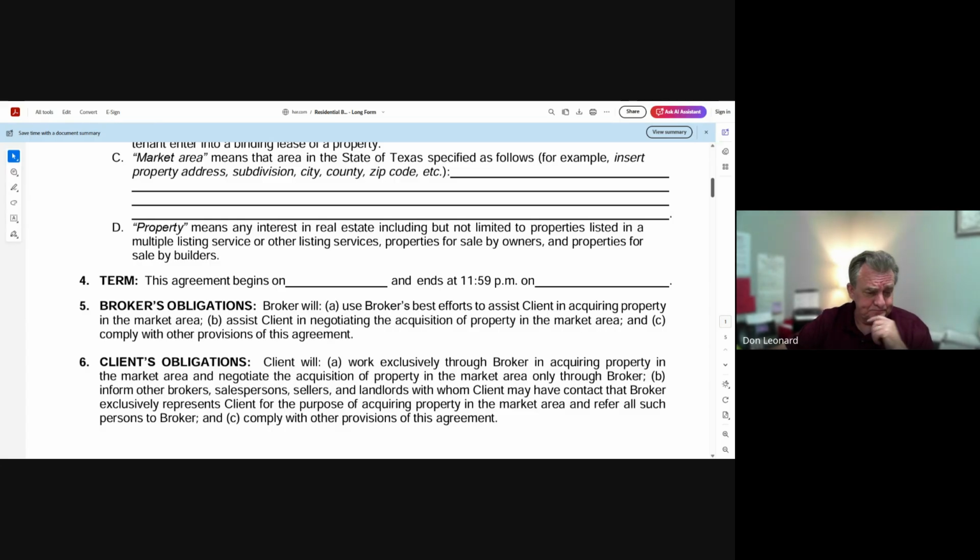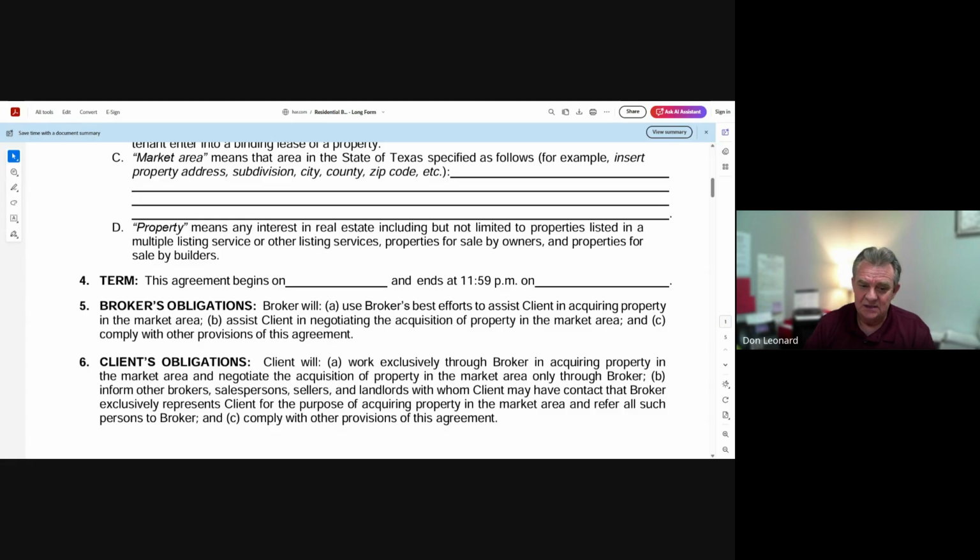So anyway, broker obligations. The broker uses their best efforts to assist the client in acquiring property in the market area. Remember, the party here is the broker. It's not Marty who's doing the work, it's you, obviously. So what's the broker's best effort? We're going to trust our representative to go out there and do the things that need to be done to help this buyer find a property, and of course comply with the other provisions.